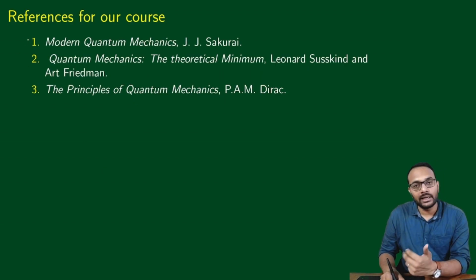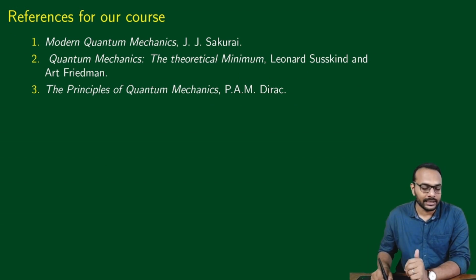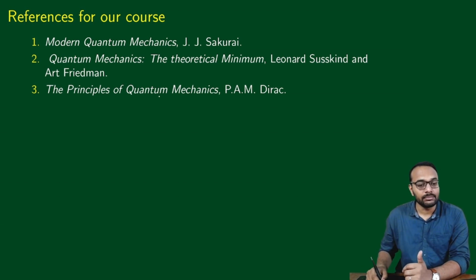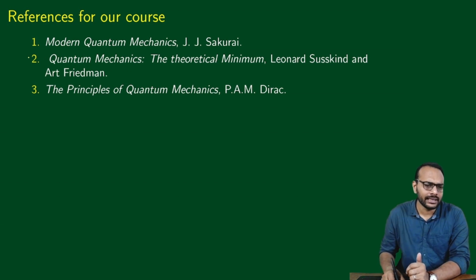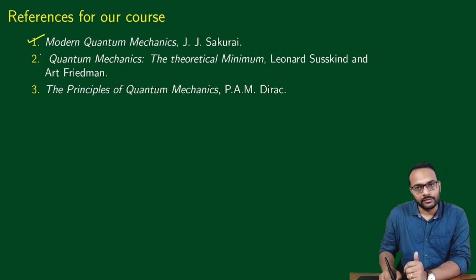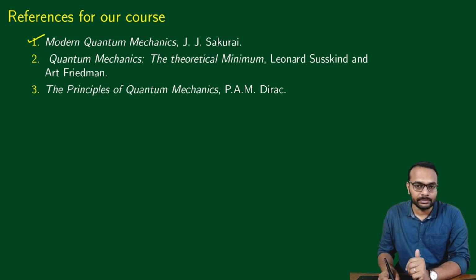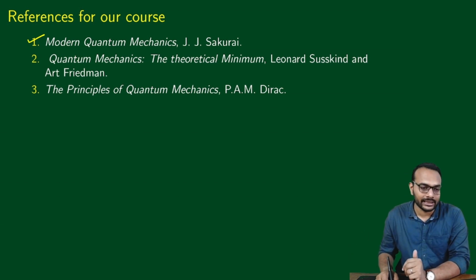The main reference, the one on which your syllabus is based, is Modern Quantum Mechanics by J.J. Sakurai. And I have included two more references. One is Quantum Mechanics: The Theoretical Minimum by Leonard Susskind and Art Friedman. The third one is The Principles of Quantum Mechanics by Paul Dirac himself. Dirac was one of the founding fathers of quantum mechanics. Sakurai will be the main reference throughout the course, and we'll be trying to solve problems from this particular textbook, and we'll be following derivations and detailed calculations from it.